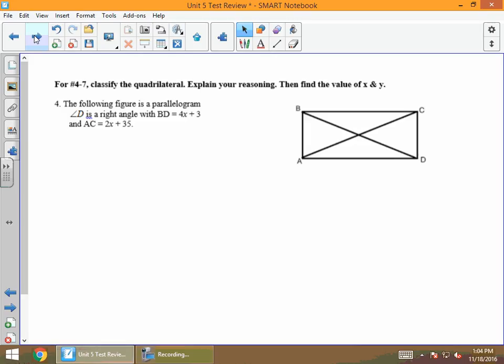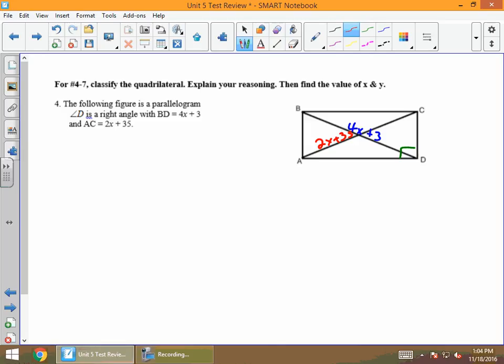I have a picture. I've got information. What should I do with that picture and that information? Plug it in, label it, whatever you want to think about it. D is a right angle. Go ahead and draw that in there. There's D. I know that BD, that whole segment, is 4x plus 3. And I know the other segment is 2x plus 35.